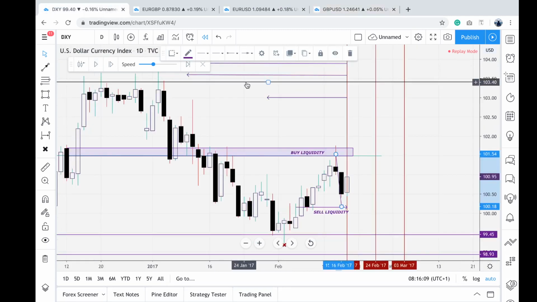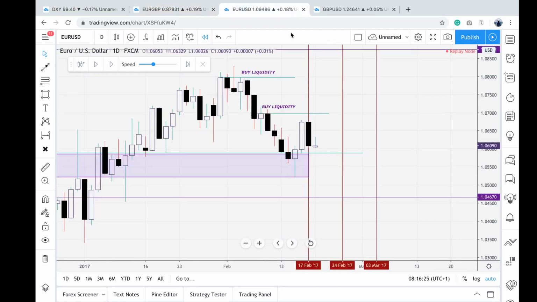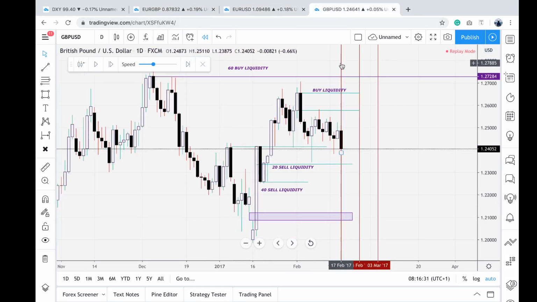Now we're getting into the next week on DXY. This is a new week, so we remove this. New week, remove this. New week, remove this. So this is going to be our third week of February, and we're going to trade this.